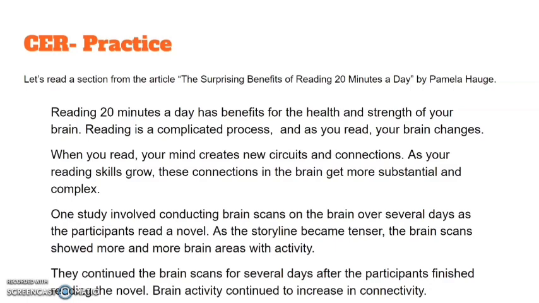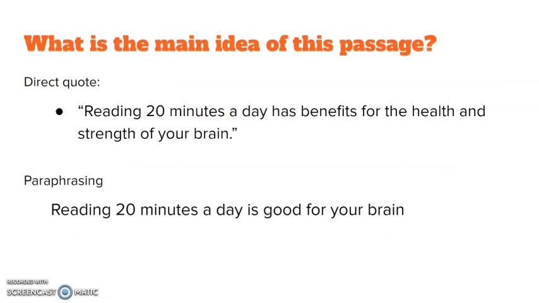If we look through the article, we can find a direct quote that explains what the main idea was. "Reading 20 minutes a day has benefits for the health and strength of your brain." We can also paraphrase this as something like, reading 20 minutes a day is good for your brain. This is the main idea. This is the essence of what the article is trying to tell us. This is the article's claim.